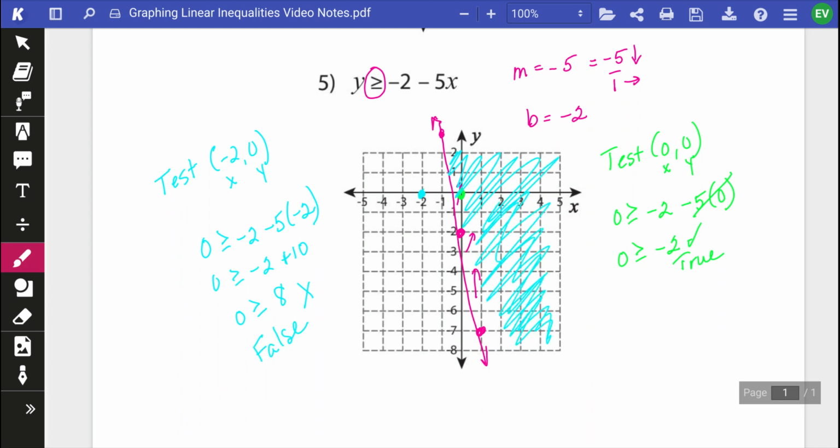Easy as that. 3 steps. So graph your line, check your border, is it solid or dotted, and then decide which side you want to shade on. And that's it.